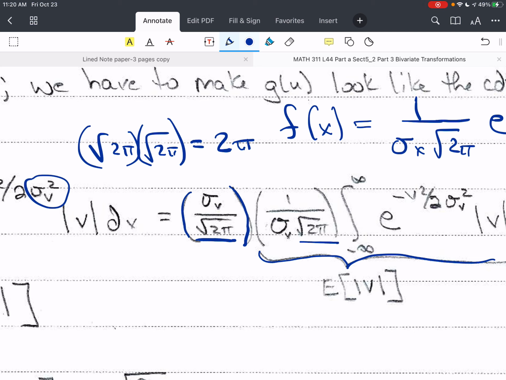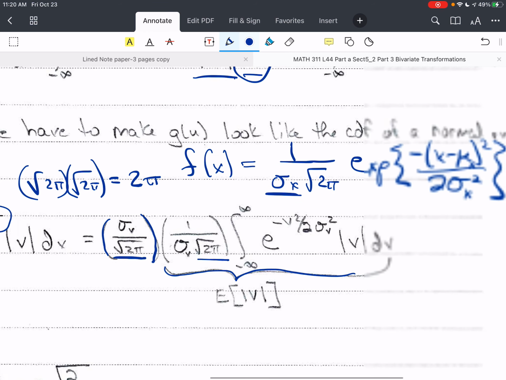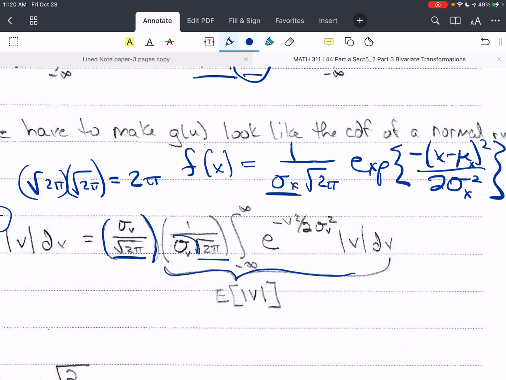Now, I didn't have sigma v, but I needed sigma v. See, here's my pattern from up here. So I need this sigma v down here. To get the sigma v down here, I'm dividing by sigma v, so then I'd need to multiply by sigma v. If I wanted to, I could cancel them out, but I'm not going to cancel them out, because I'm doing this so that I have something that looks like a normal distribution.